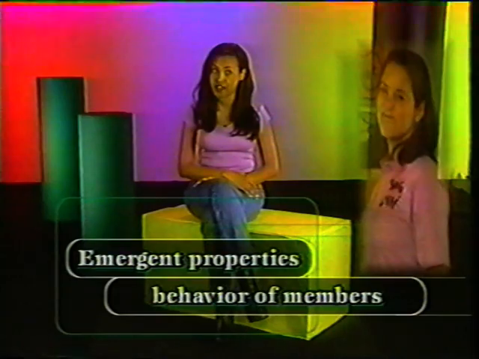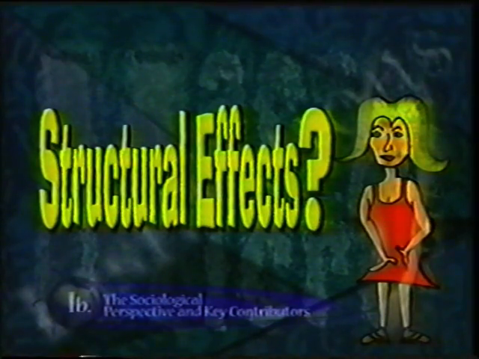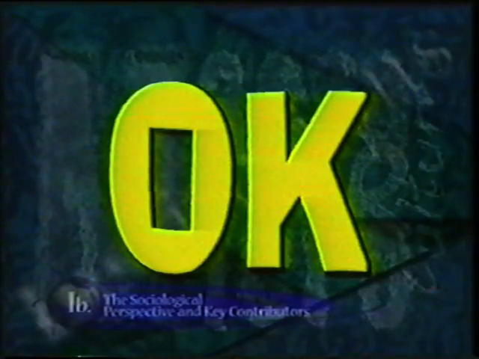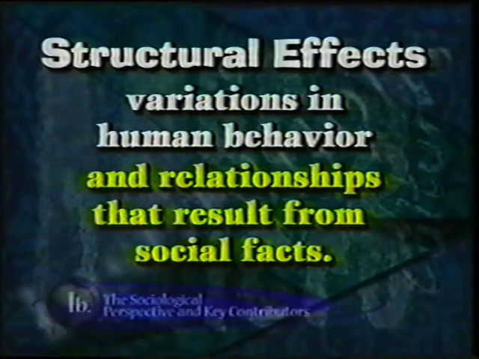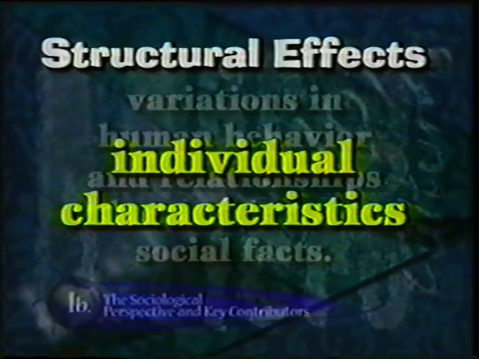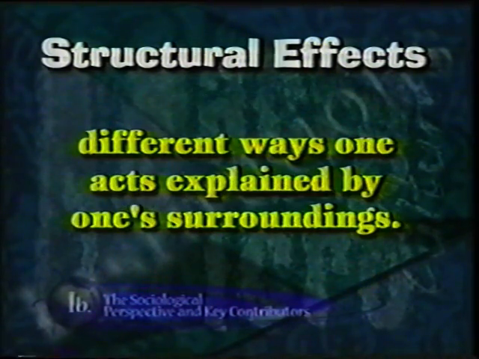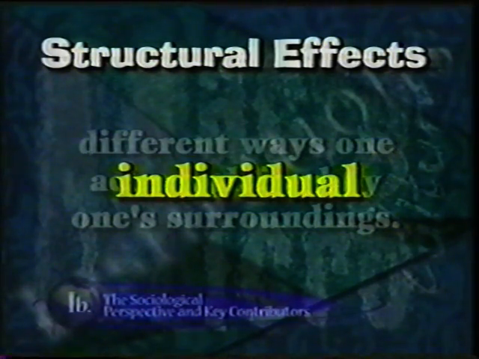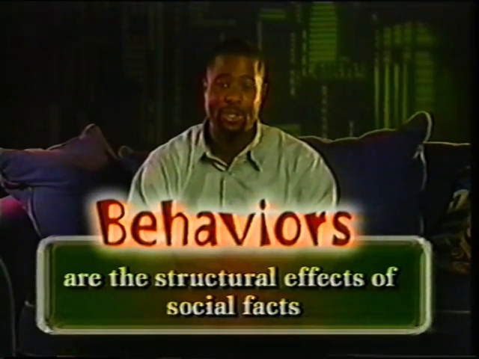Your Java pal's unfriendly attitude, for example. These are called structural effects. And what are structural effects? And what do they have to do with your smog buddy? Okay, these structural effects are variations in human behavior and relationships that result from social facts rather than from individual characteristics such as personality. They're the different ways one acts that can be explained by one's surroundings instead of by the individual. So the behaviors, like snottiness, are the structural effects of the social facts.